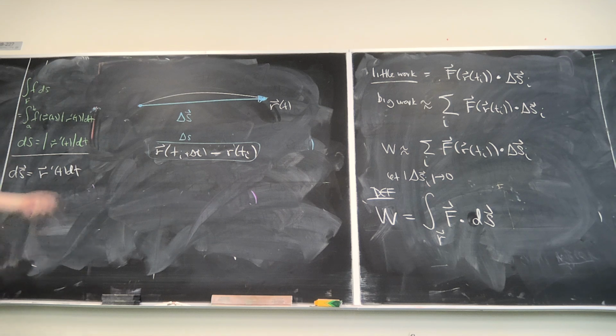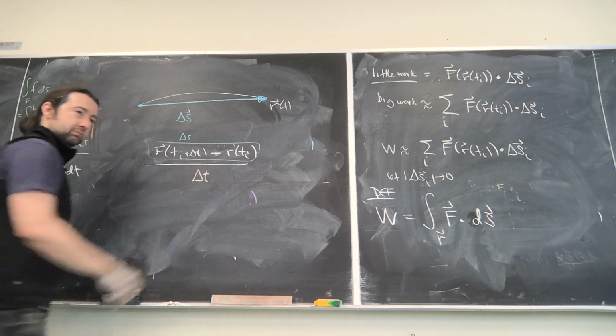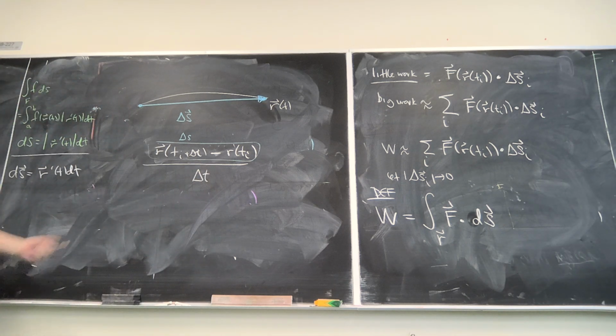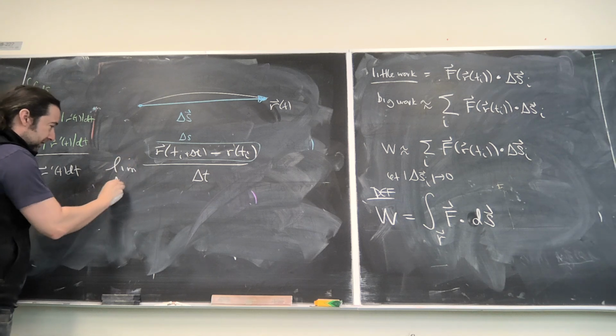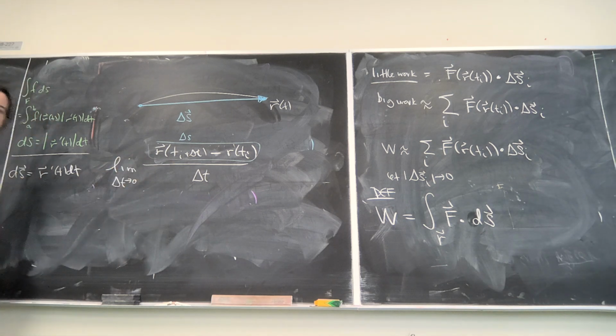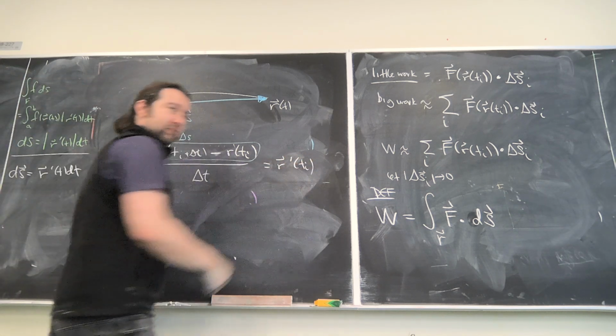Now, when I see a difference like that, because I've taught a lot of calculus, I just instantly want to divide it by delta t, because now it's a difference quotient. And if I took the limit as delta t went to 0, what would that be equal to? Looks an awful lot like the derivative, right? Isn't that just the definition of the derivative at t_i?